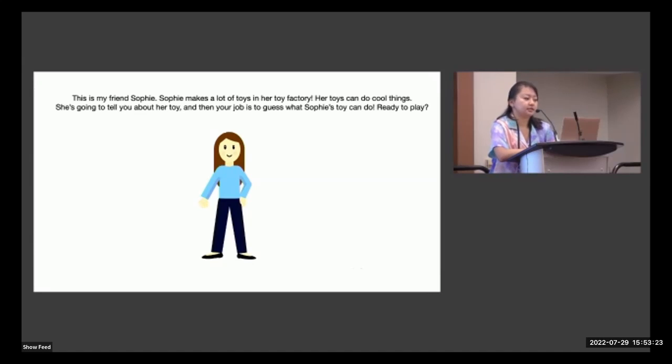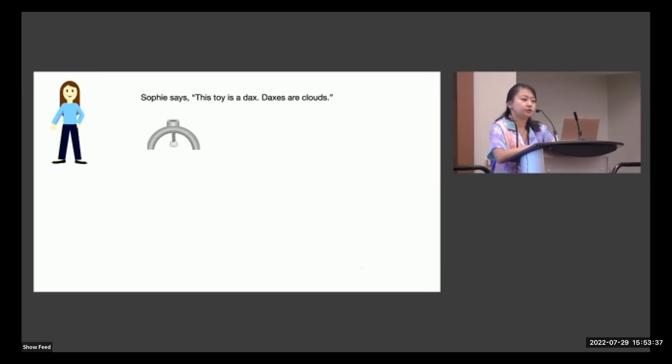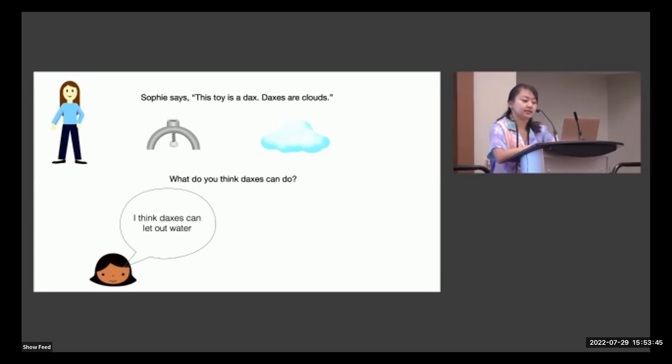So we said, this is my friend Sophie. Sophie makes a lot of toys in her toy factory. Her toys can do really cool things. She's going to tell you about her toy, and then your job is to guess what Sophie's toy can do. Ready to play? Then Sophie says, this toy is a DAX. DAXes are clouds. So what do you think DAXes can do? This person says, I think DAXes can let out water. This person says, I think DAXes can light up.